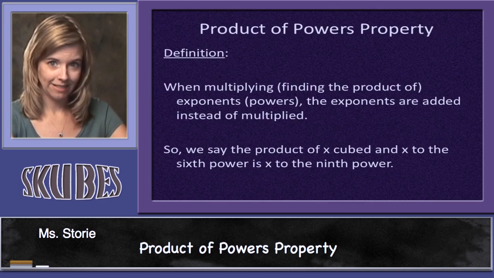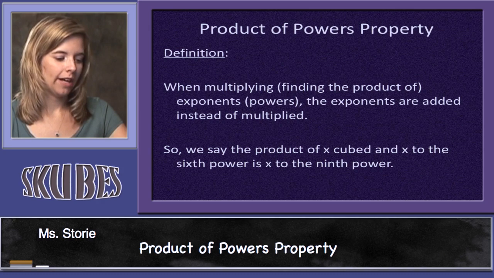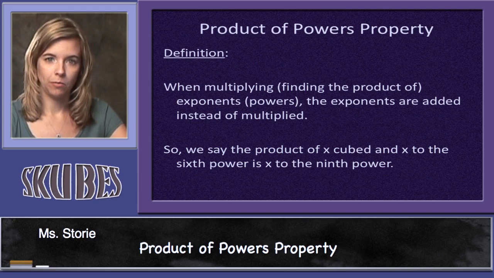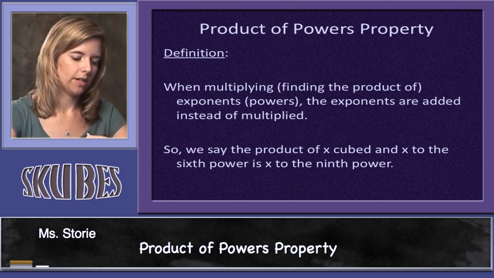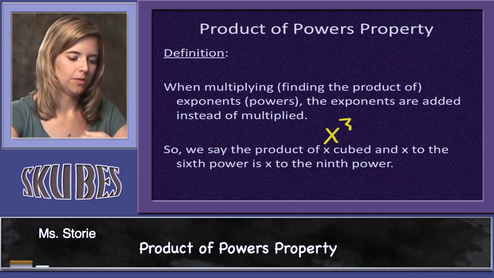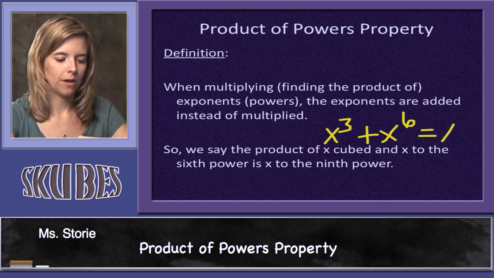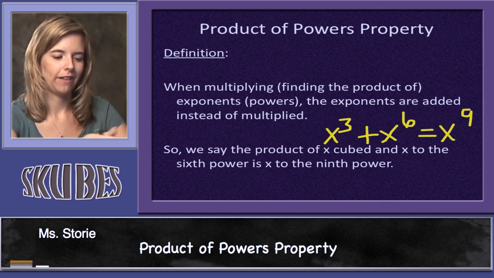First thing, we need the definition. When multiplying, that's finding the product of exponents, they're also called powers. The exponents are added instead of being multiplied. So we say the product of x cubed and x to the 6th power is going to equal x to the 9th power. I'll explain that in a second.